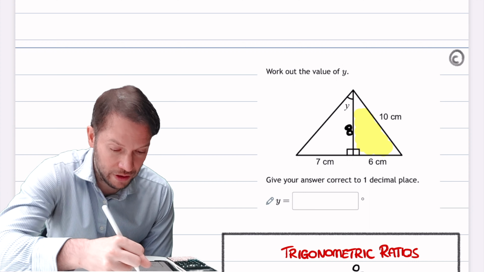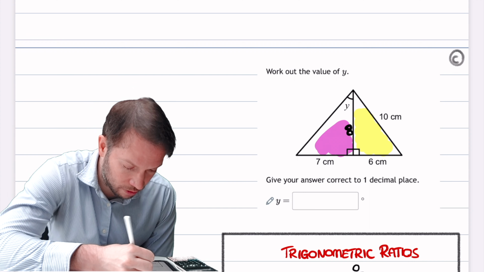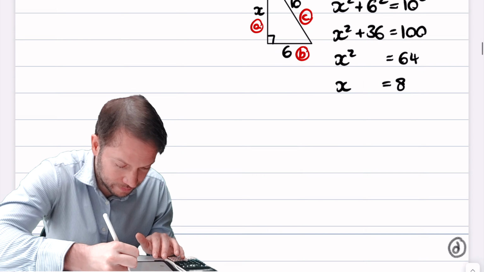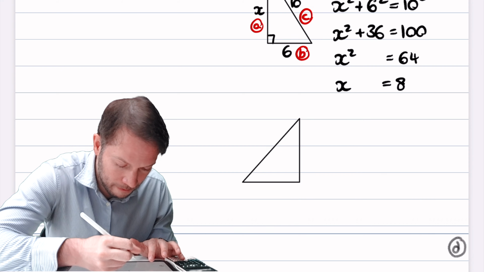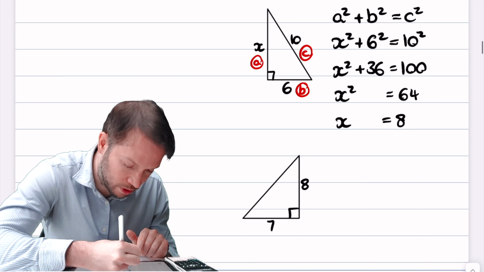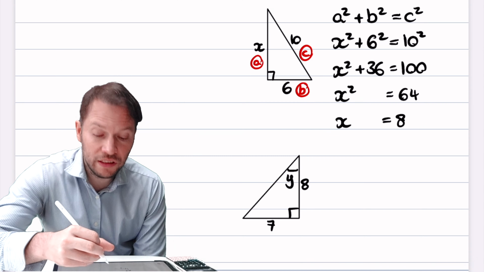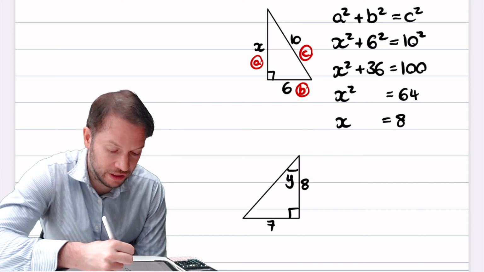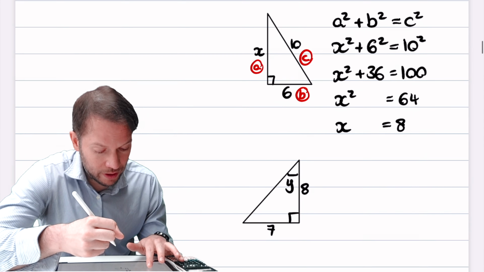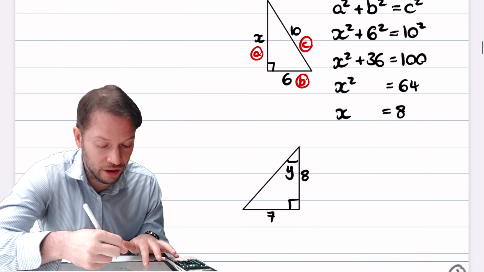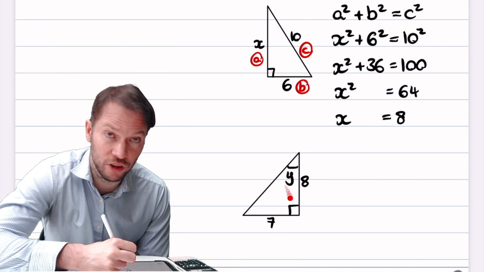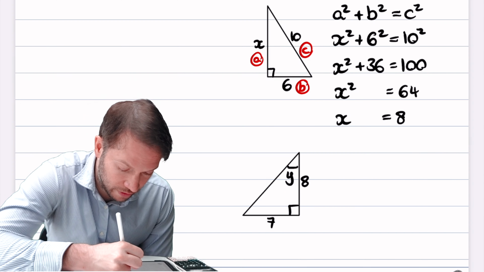And now we do have enough information to work out the y here. So let's just draw this triangle out separately. So we've got the 8 and the 7, and we're trying to work out this y. Now, this time, if we have two side lengths involved and the angle, we can use trigonometry. And remember how we do it. We first label these sides relative to the angle of interest. The angle of interest is just the marked angle that's not the right angle. So this is the angle of interest.